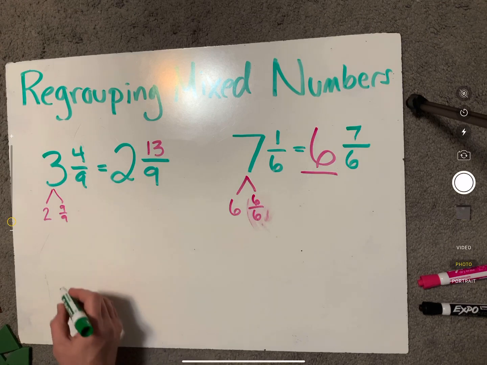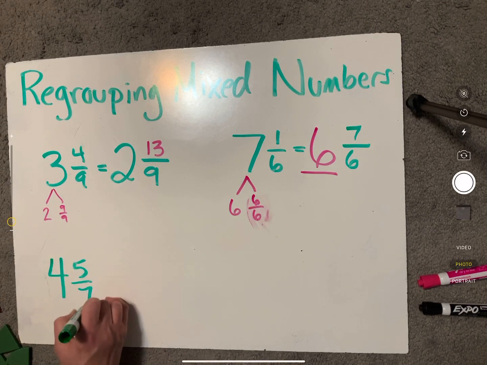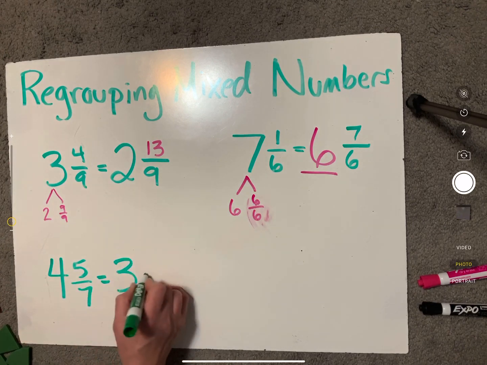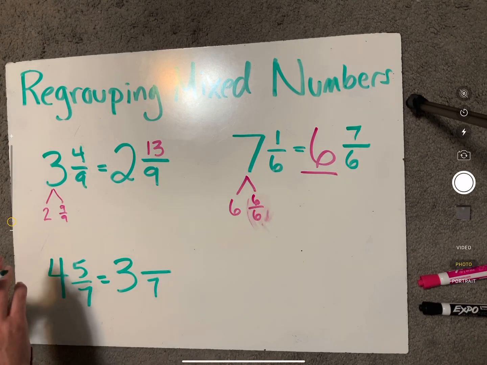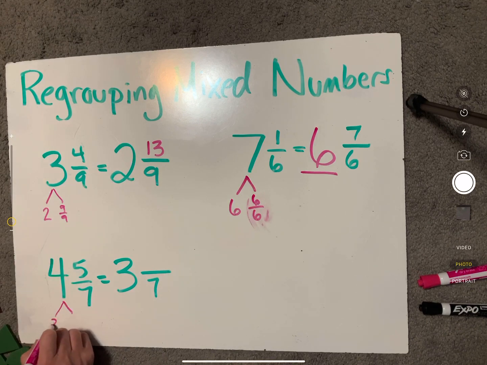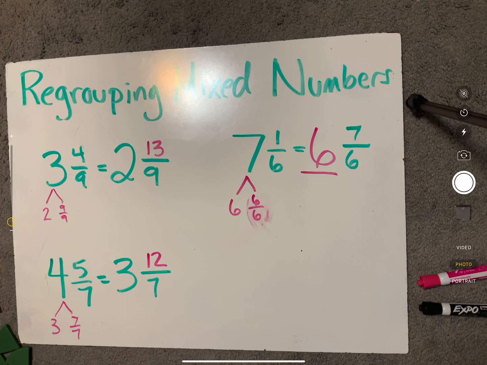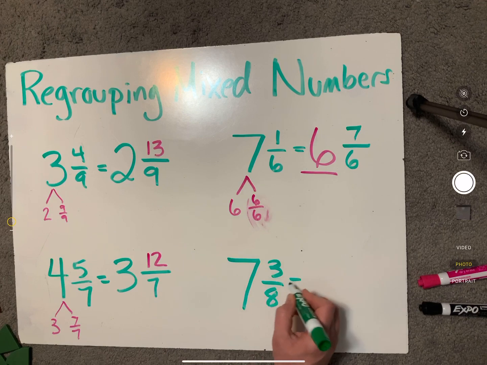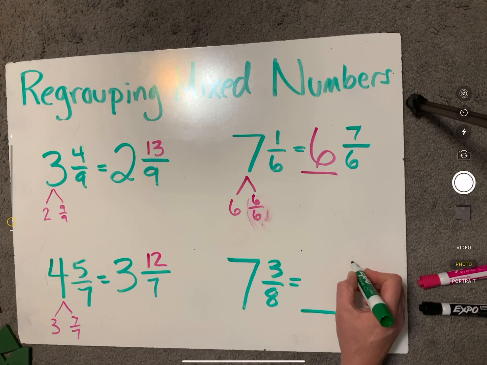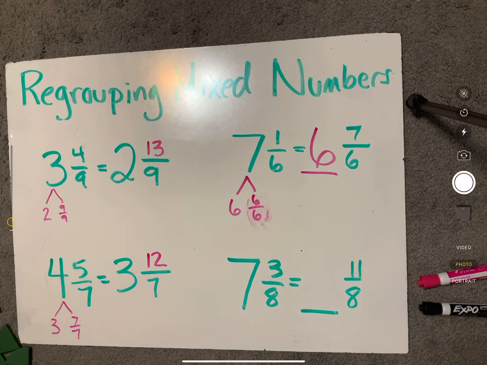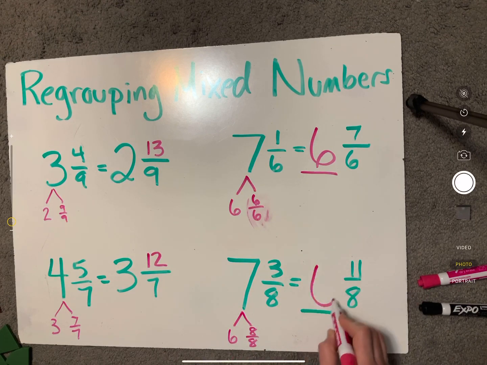Okay, let's try another one. 4 and 5/7 equals 3 and how many sevenths? Okay, so we're going to break this 4 up into a 3 and 7/7. So 7/7 plus 5/7 would equal 12/7. All right, another one. 7 and 3/8 equals blank and 11/8. Okay, so if you remember again, we're going to split out the 7 into a 6 and 8/8. So 8 plus 3 was 11, which means my whole number is going to be 6.